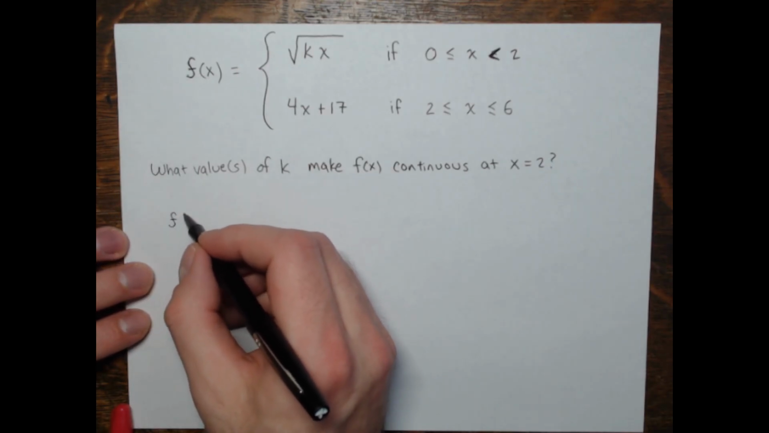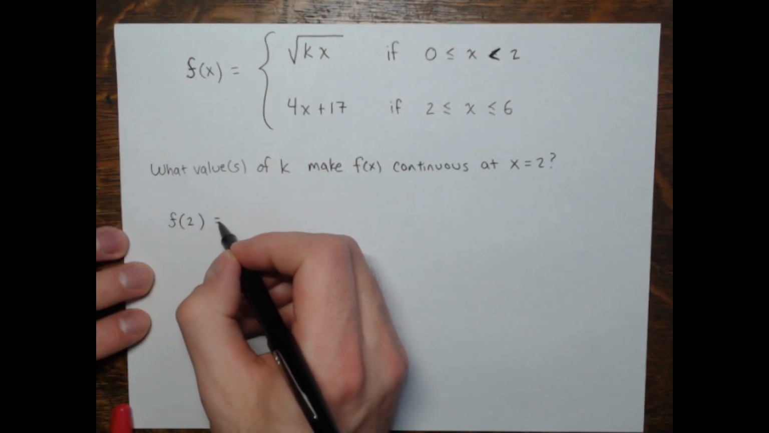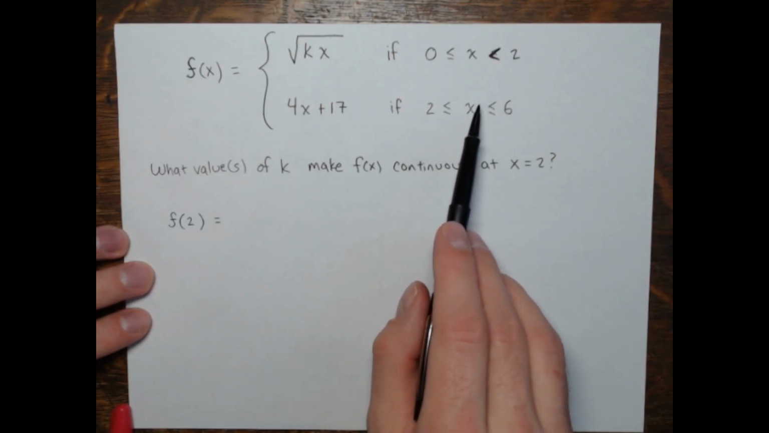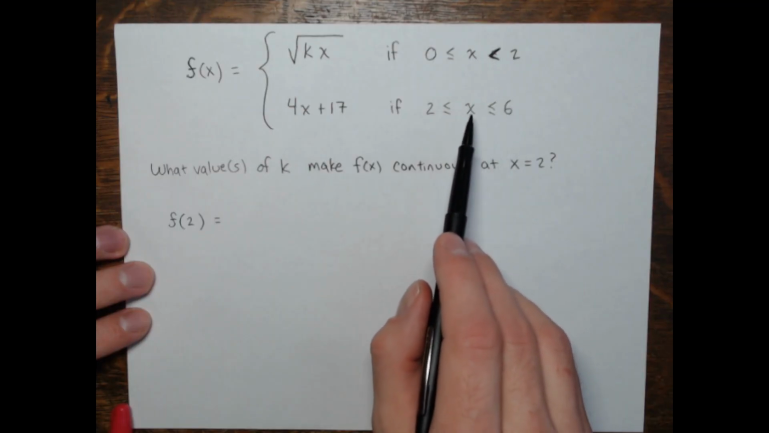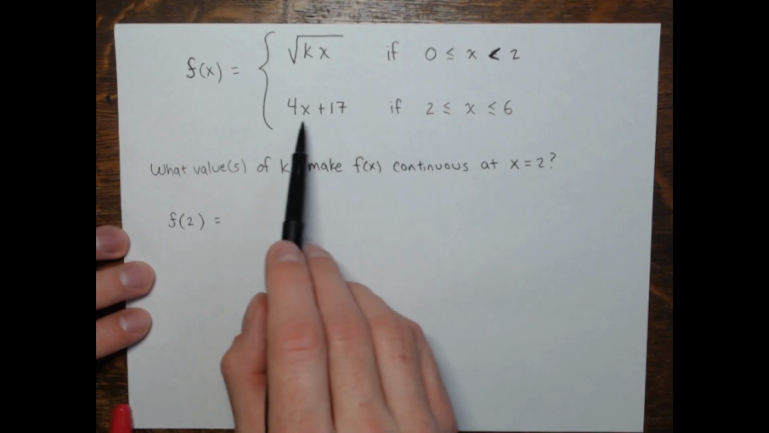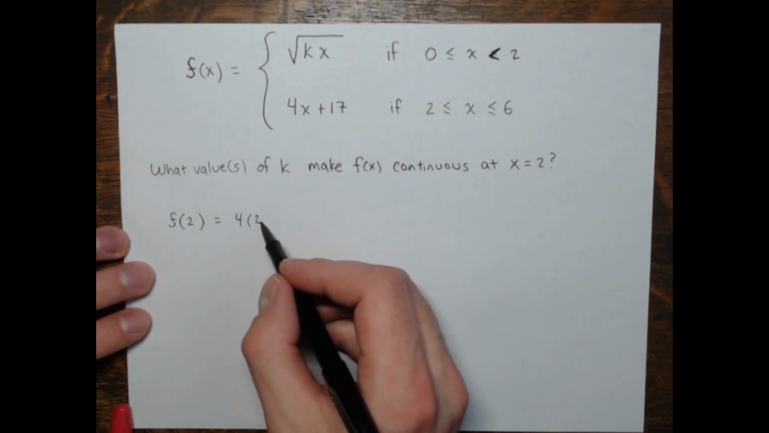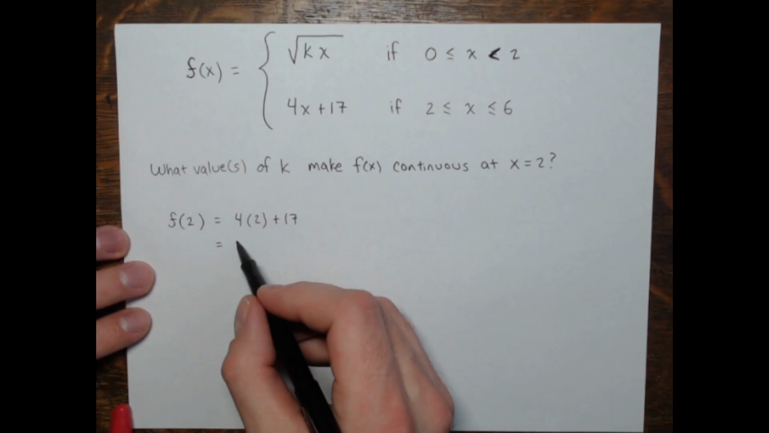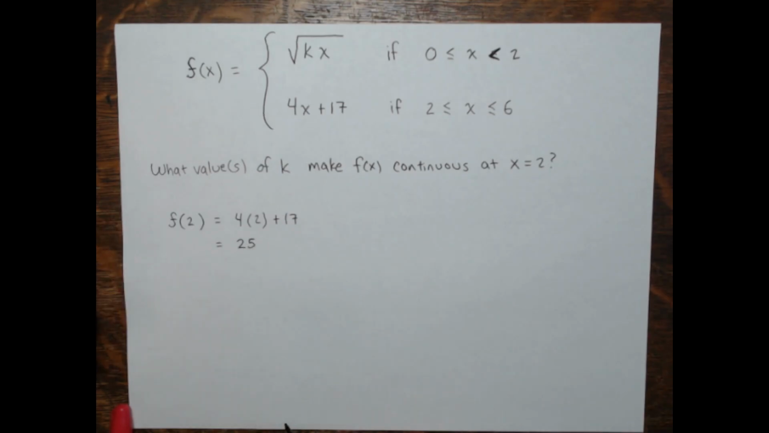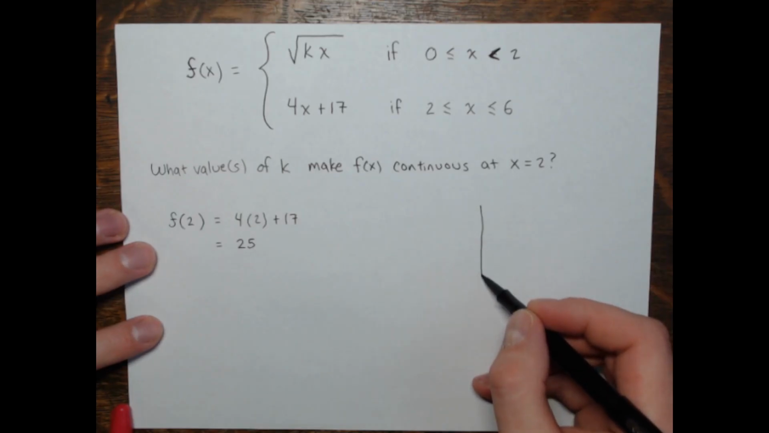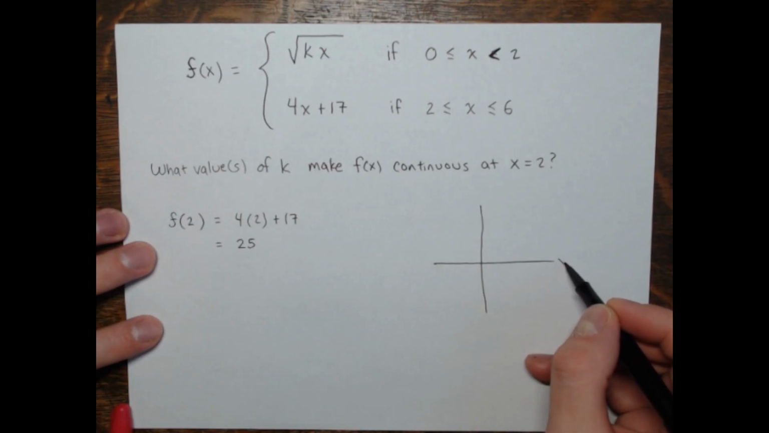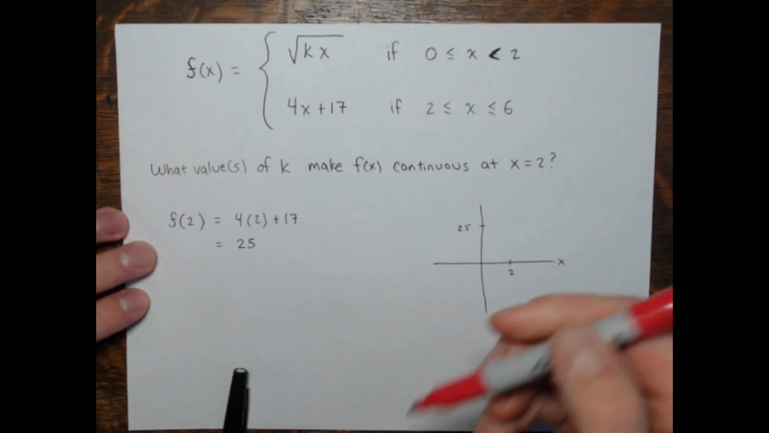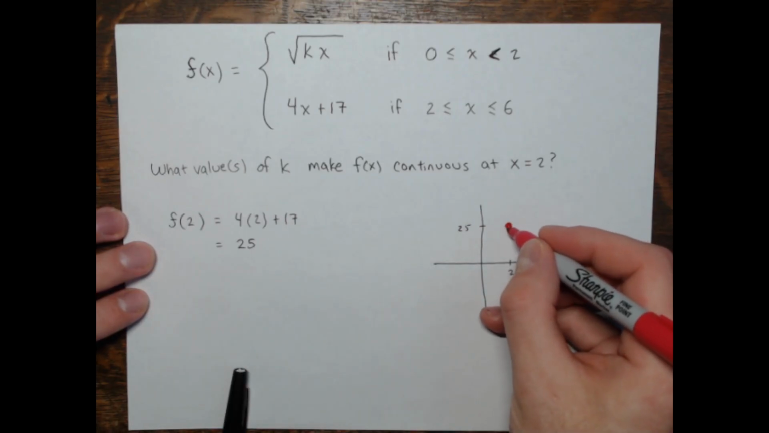All right, so first off, let's plug in 2. All right, so what's f of 2? Now, when x equals 2, you're in this bottom piece, right? This top piece does not have x equals 2 as an input. So I'm plugging into the bottom rule here, 4 times 2 plus 17. That's 8 plus 17, that's positive 25. So that's the value of f at 2. So (2, 25), right, would be a solid point. That would actually be a location on the graph.